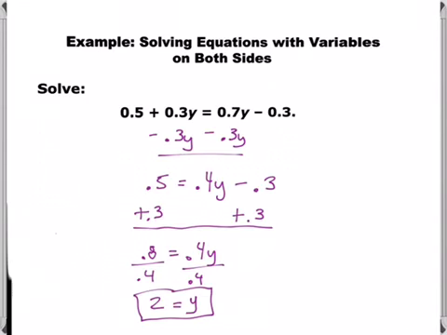In example 3, I started off by subtracting 0.3y from both sides. I ended up with 0.5 equals 0.4y minus 0.3. I then added 0.3 to both sides, resulting in 0.8 equals 0.4y. Then I divided both sides by 0.4, and I got an answer of y equals 2.